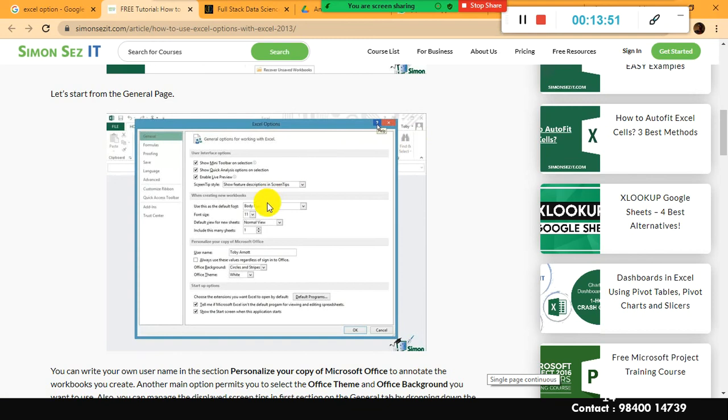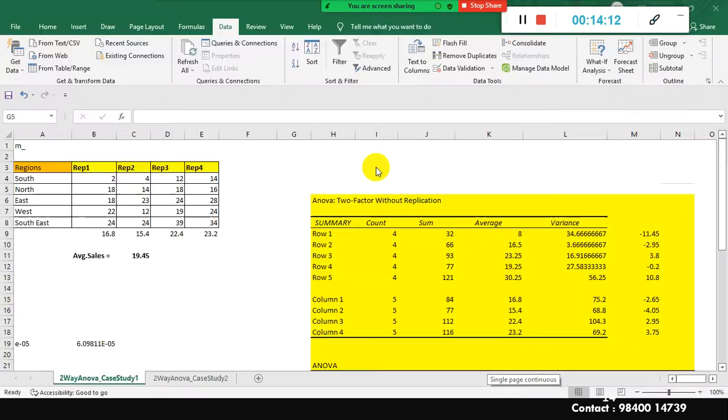One second. When you click on the add-ins, on the right side you will find Analysis ToolPak and various add-ins for different applications. You can find it here, Euro Currency Tools, all the things. You need to click on add-ins. On the right side you will find Analysis ToolPak. When you click on Analysis ToolPak, it will get installed. Then in your Excel, under the Data menu, you will find Data Analysis. When you click on Data Analysis, you will have a lot of options.